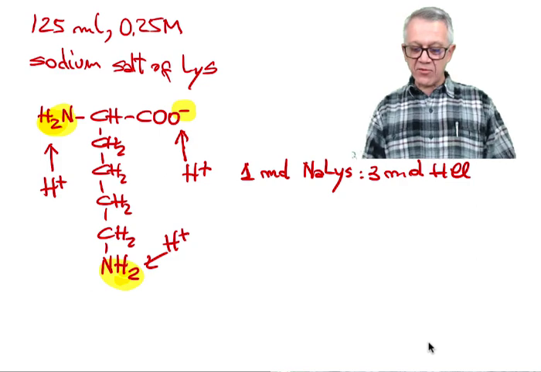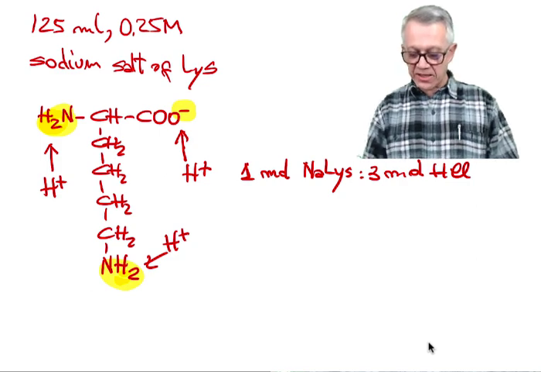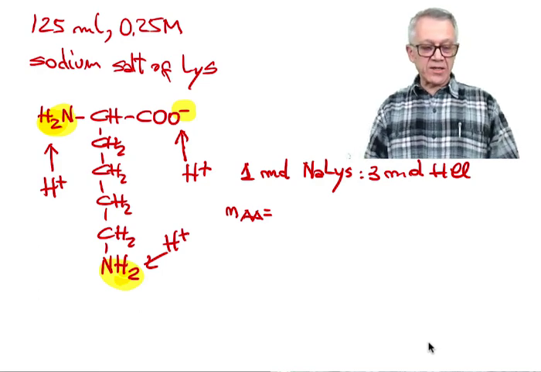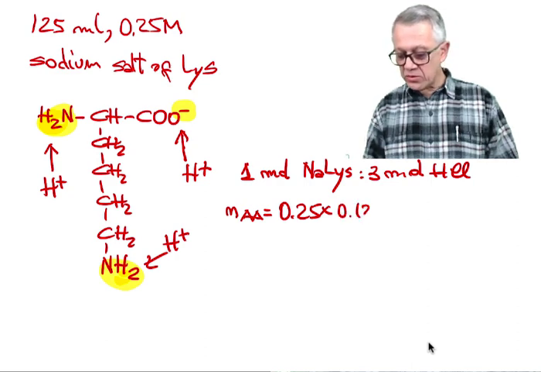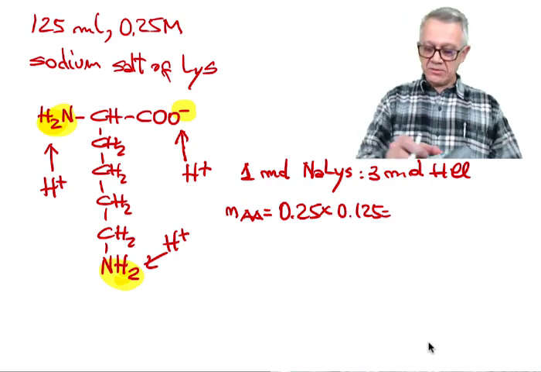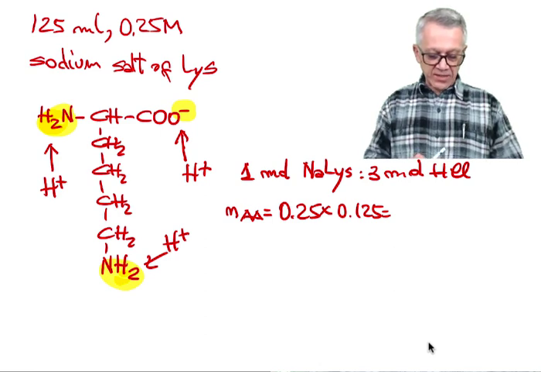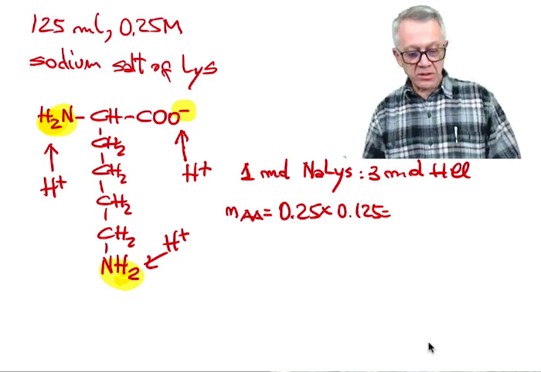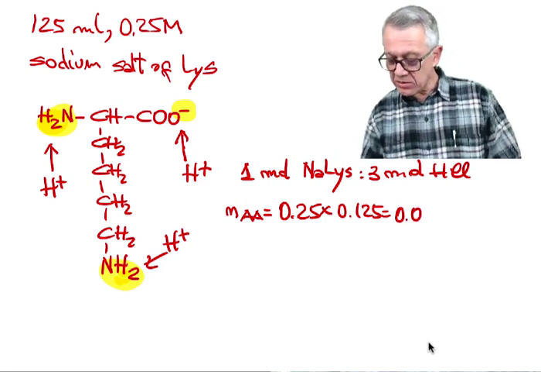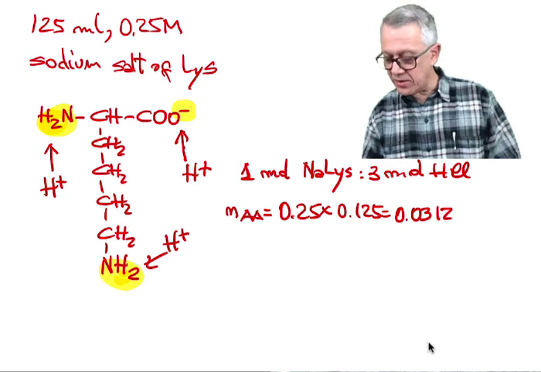Let's calculate the number of moles of lysine that we have in this problem, the number of moles of amino acid, that lysine in this particular case here. It was 0.25 times 0.125, which is 0.03125 moles.